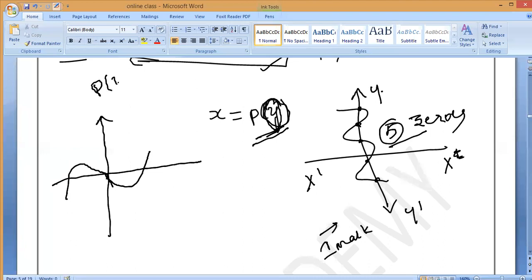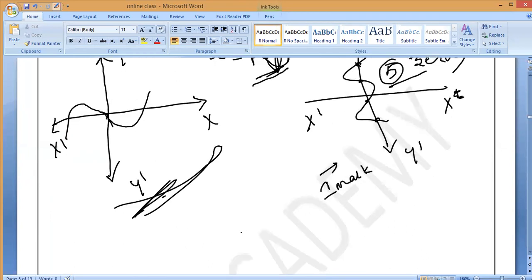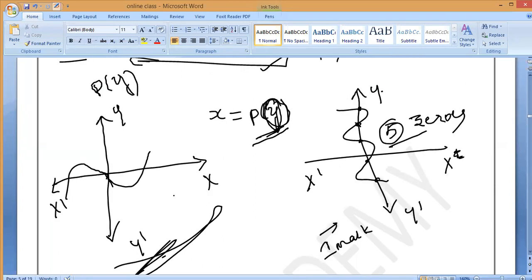Here the polynomial function is p of y equal to something. How many zeros does this graph have? 3 is wrong. The graph touches the y-axis only at 1 point, at the origin. So there is 1 zero, at the origin. Understood?